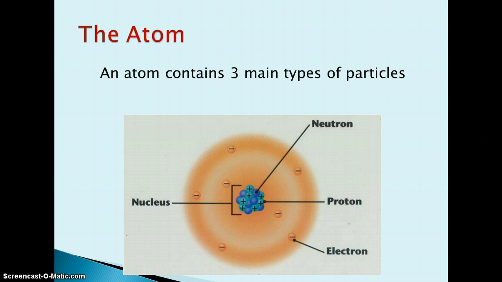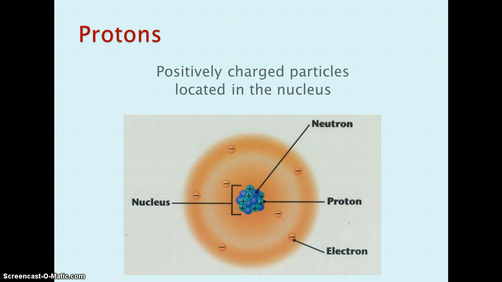Well, let's take a look at this picture here. Does it line up with what you thought about? The atom contains three main types of particles: neutron, proton, and electron. Now the protons are positively charged particles, and they are in the center of the nucleus. You can see that they are identified by the plus signs inside of the middle of the nucleus.